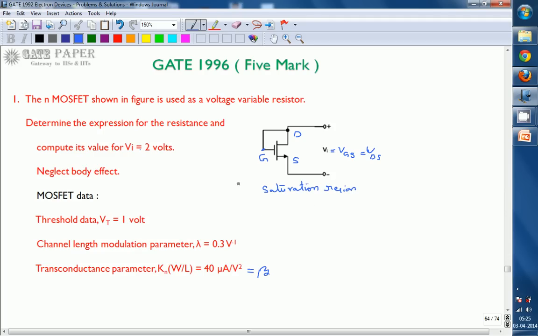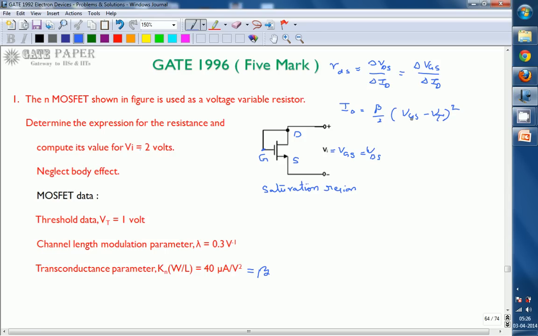Generally the resistance is defined like this: RDS, resistance from drain to source, also called the output resistance, which is normally delta VDS divided by delta ID. But this is a special case where gate and drain are shorted, so it will be treated as delta VGS divided by delta ID. And we know the current equation in the saturation region: ID is equal to beta by 2 into (VGS minus VT) whole square.